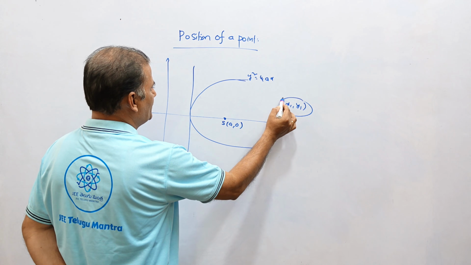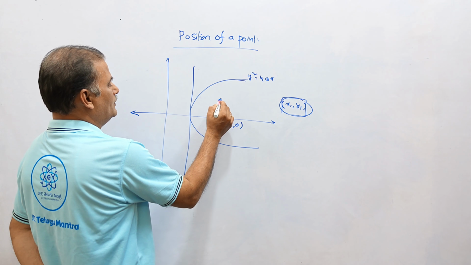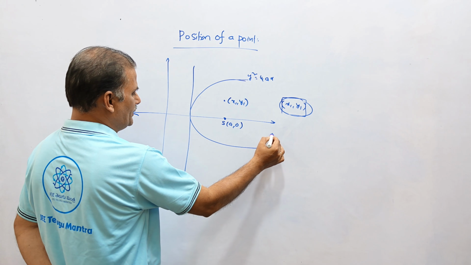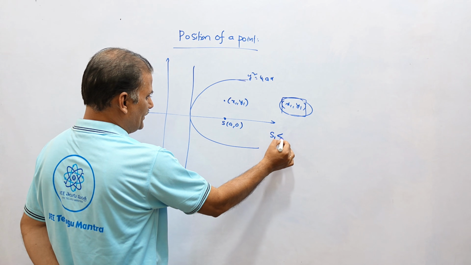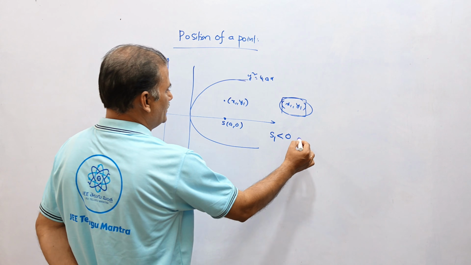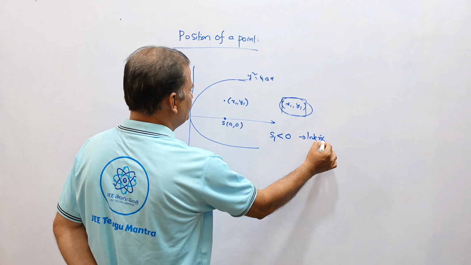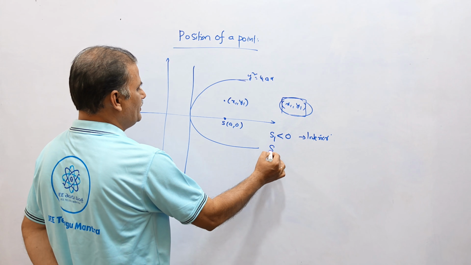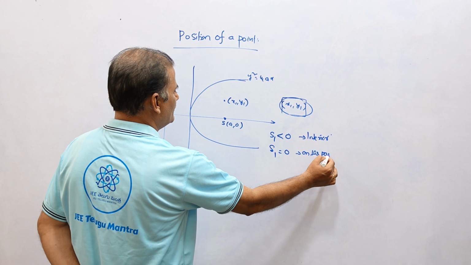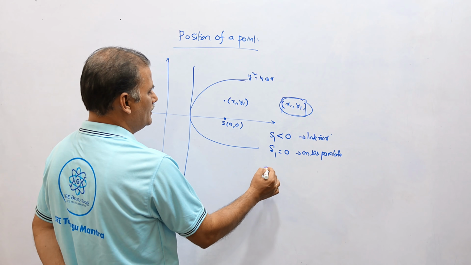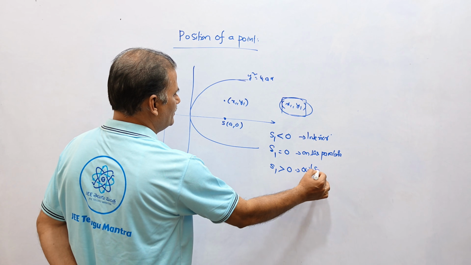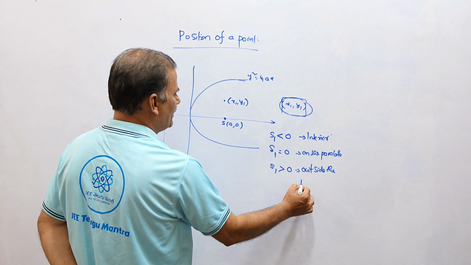Now if I take one point x1 comma y1, this point is inside the parabola if S1 is less than 0. S1 less than 0 represents interior. And if S1 is equal to 0, it is on the parabola. If S1 is greater than 0, it is outside the parabola.